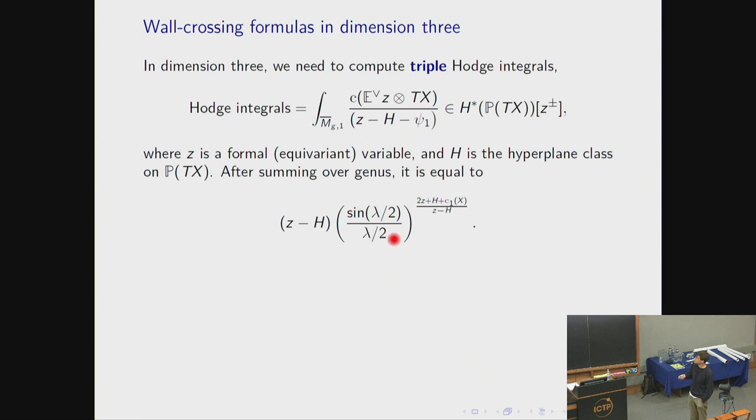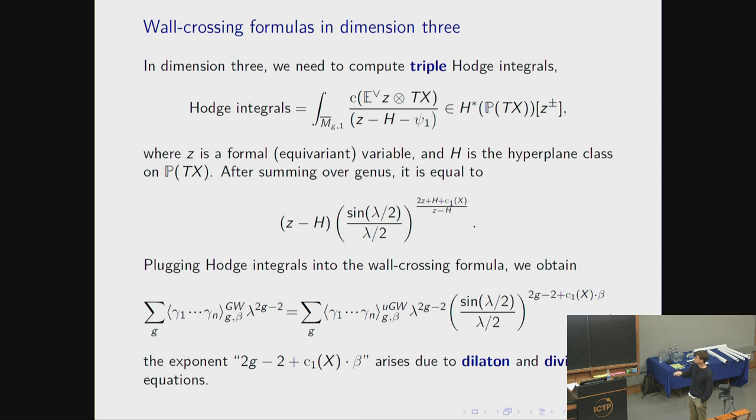So this is exactly the same sine function to the following exponent. This is a class in the cohomology of the projectivization of the tangent bundle, and to make sense of this expression, you just take the log of it and then take the exponent. And now we plug it in. If you recall, this is exactly the same sine function that appeared in the formula that compares Gopakumar-Vafa invariants and Gromov-Witten invariants.